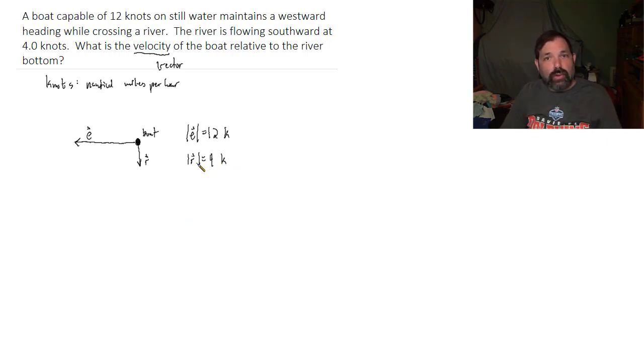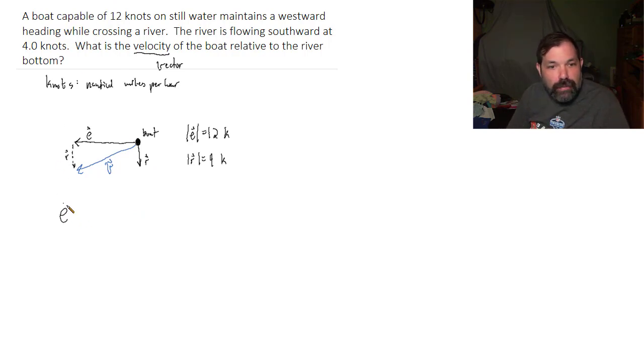So now these two vectors are acting on the boat. And if we think of how we add vectors, the resultant vector of these two, if we translate the R vector over, here's again the R vector, then the resultant is this vector here. There's the velocity. This is the velocity vector. Now, how do we find that velocity vector?